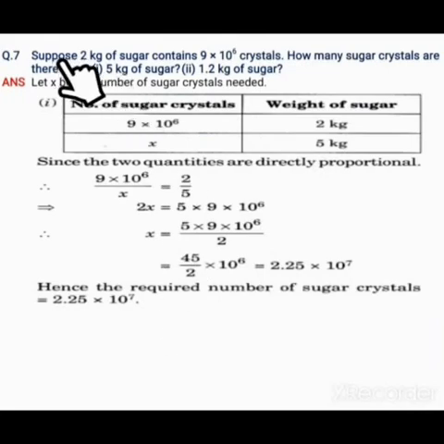Number 7. Suppose 2 kg of sugar contains 9 multiply 10 raised to 6 crystals. How many sugar crystals are there in 5 kg of sugar and, second, 1.2 kg of sugar? So first one, draw the column, number of sugar crystals and weight of sugar. So 9 multiply 10 raised to 6 is for 2 kg. How many sugar crystals in 5 kg? So 9 multiply 10 raised to 6 divided by X equal to 2 by 5. Cross multiply. So X is 2.25 multiply 10 raised to 7 sugar crystals.